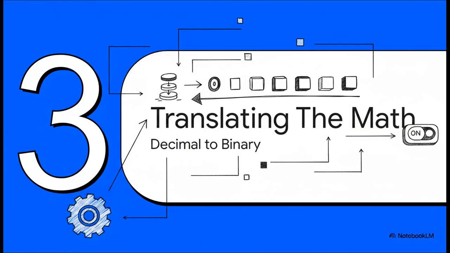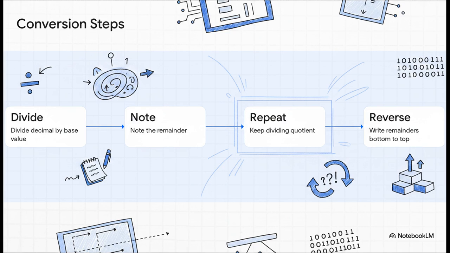Section 3, translating the math. So how exactly do we get from our everyday decimal base 10 numbers down into those physical binary base 2 switches? We have to pass through a translation engine. And the math rules here are actually just a simple logical recipe. To convert a decimal number into binary, you just follow 4 steps.